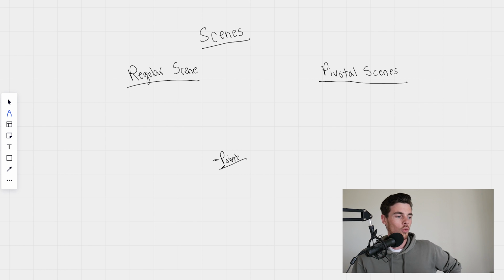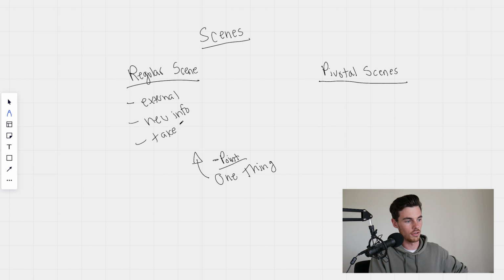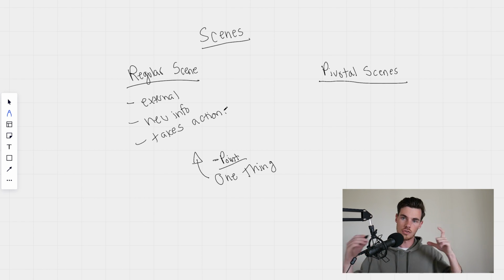Okay, so scenes are going to be doing one thing most of the time, right? And especially for your regular scenes, they're going to be doing one specific task. So we're moving external conflict forward, we're getting new information that changes the story, a character takes an action, these sorts of things. Ultimately everything in your scene comes down to one single point.